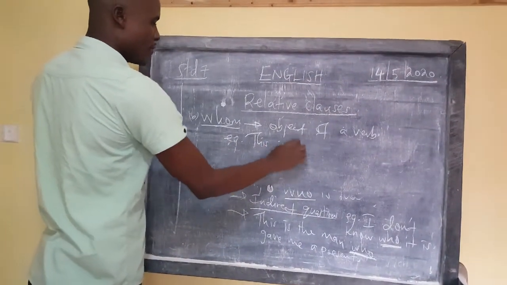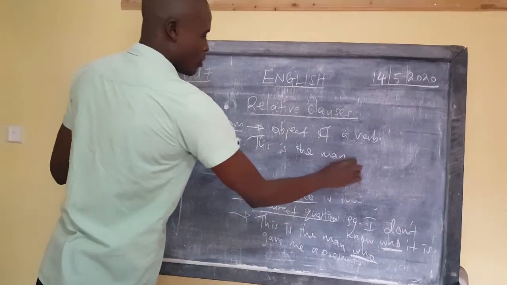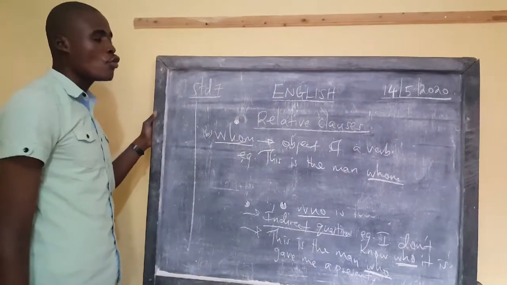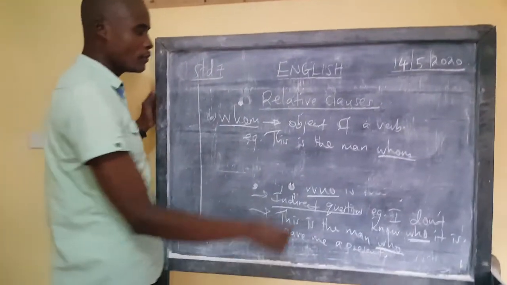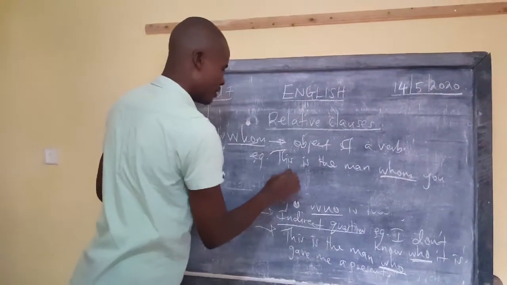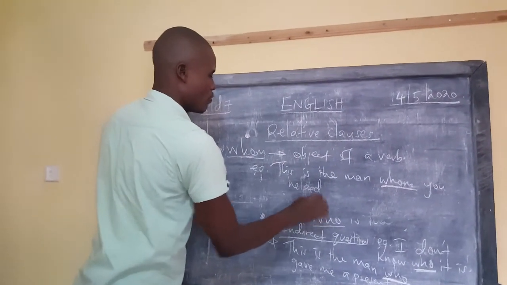This is the man whom... I can't say, this is the man who you helped. Lana, that is wrong. This is the man whom you helped. Whom you helped.